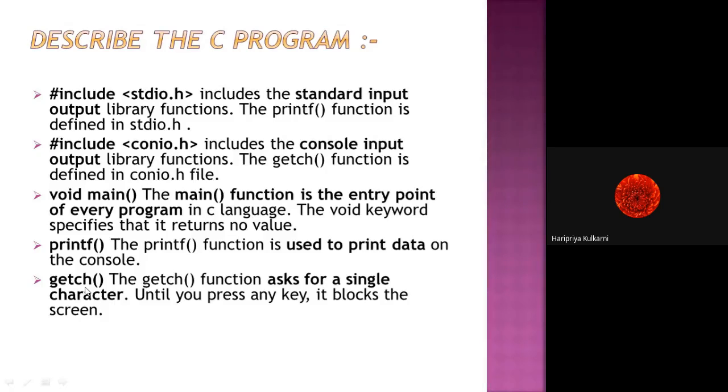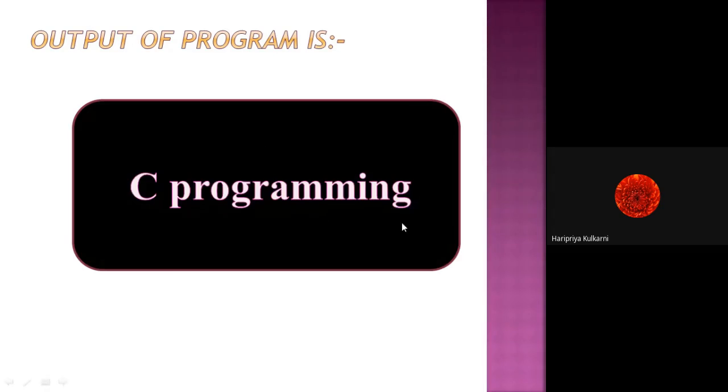And the last line is getch. getch is again a function which asks for a single character. Until you press any key, it blocks the screen. So you will remain on the output screen, because the previous line is printf. With printf, the cursor moves to the output screen. So again, we want to change the screen from output to the main coding window. We have written getch, therefore we have to press some character. So this is the output of my program. Whatever you have written inside the double quotes will be printed on the screen. I hope all of you have understood this. So I'll move further.